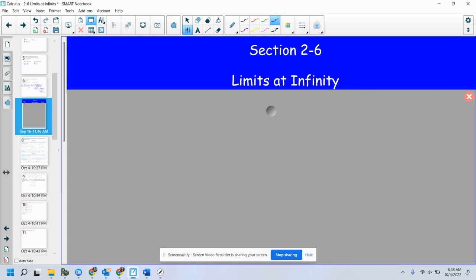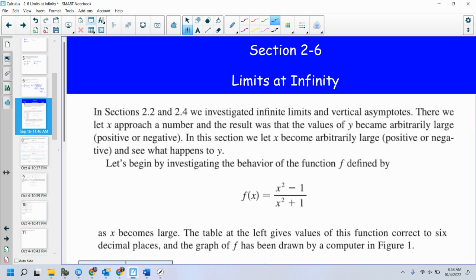Okay, so section 2.6 is limits at infinity. Every limit that we have talked about thus far has been the limit as x approaches some number a, right? Limit as x approaches 2, limit as x approaches 5, limit as x approaches 10, whatever. It's been a finite value. So what we're going to be looking at here is, what happens if I make x really big? What happens if I make x really small? That's what we're going to be looking at.